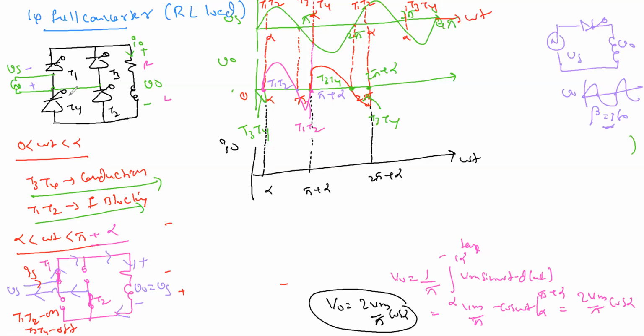So now alpha to pi plus alpha, who is on, who is in conduction, T1 T2. So the current is not going down, because the current is not becoming zero. So the shape is something like this, pi plus alpha, because there is an inductor, the inductor is releasing energy. Next, now pi plus alpha to 2 pi plus alpha. So who is conducting? It did not become zero.